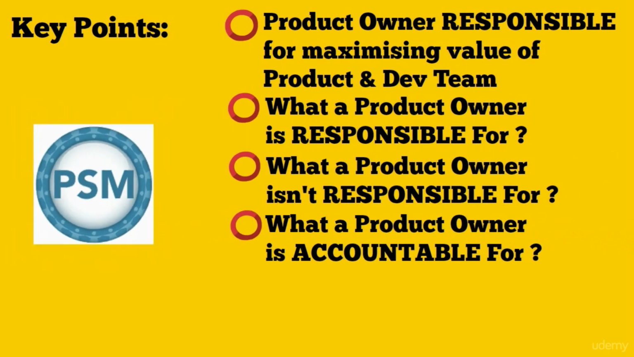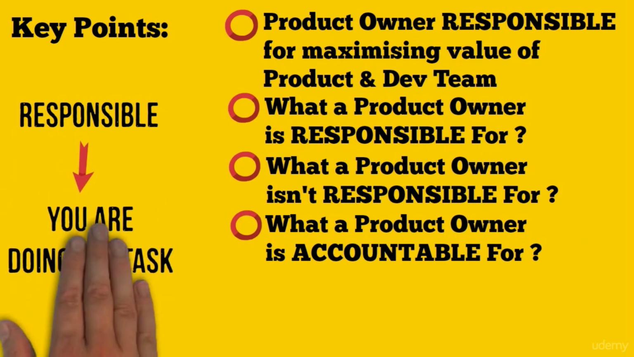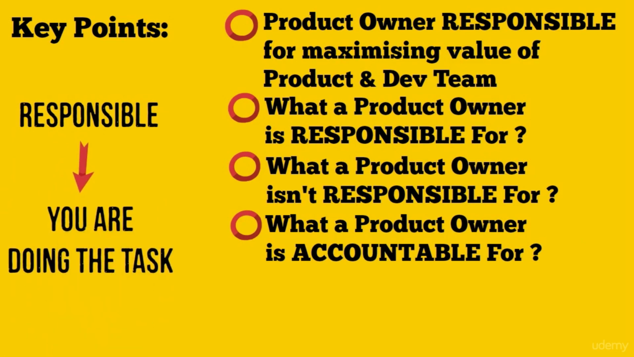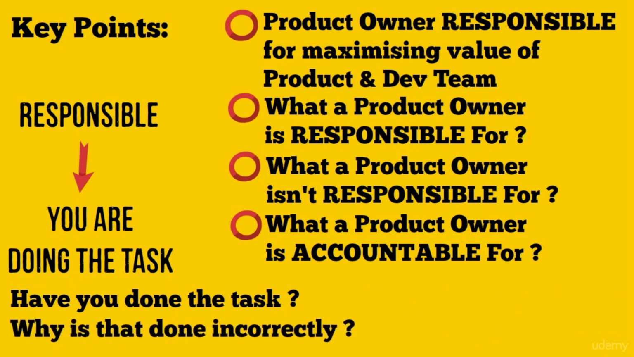So just to get that straight, if you are responsible for something, it means that you are actually the doer. You are actually the person that does the work. That somebody is going to come to you and say, have you done it? And why is that done incorrectly? Those are 2 things someone could ask you if you're responsible, if you're the doer.